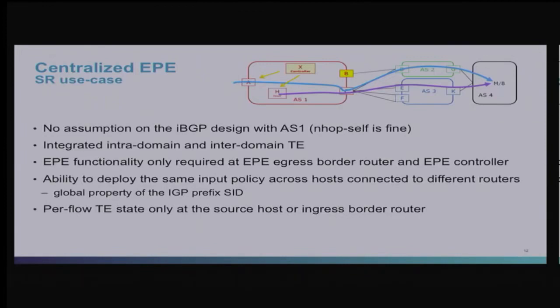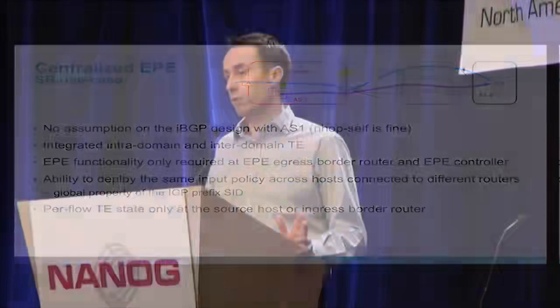The way you do it is completely integrated with the intra-domain traffic engineering capability or use case within segment routing. So it's an integrated scheme with intra-domain and inter-domain. There is zero assumption on the IBGP design. So your valid internet routes, the way you distribute them for your normal classic BGP best path, you could set next hop self. That's fine, that's better from a stability viewpoint. We do not require that you preserve the next hop. We don't need it because this is conveyed via the EPE policy. And the per flow state is only installed at the source host or at the ingress border router.